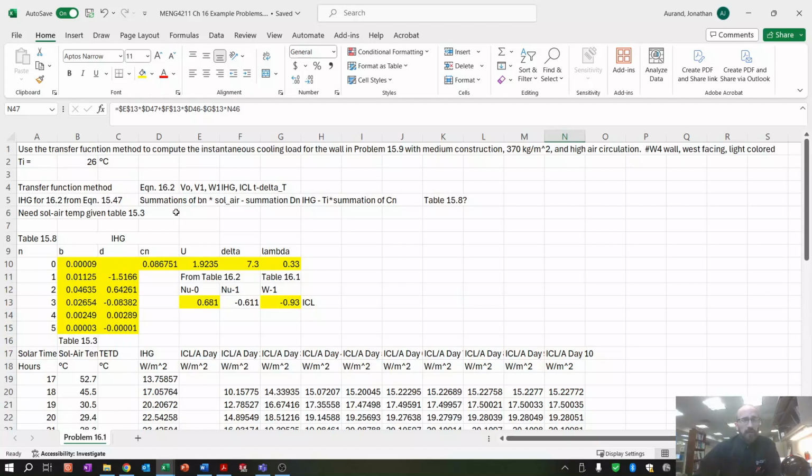So just big picture where we go, we had started off with our solar air temperature. We plug that in to find our instantaneous heat gain, and then we use that instantaneous heat gain with the nu and omega to find our instantaneous cooling load, the part that actually hits our heating system at that point. So you can repeat this exercise for 16.3, which is one of the homework problems. We'll repeat exercise 16, I think it's 16.1 or 16.2, with a high airflow condition.